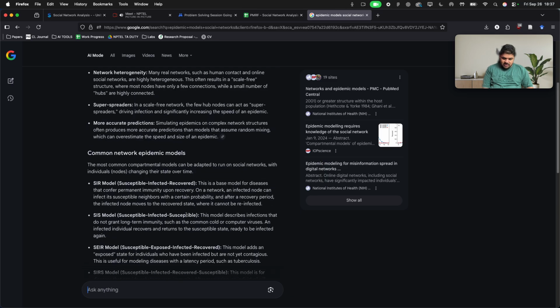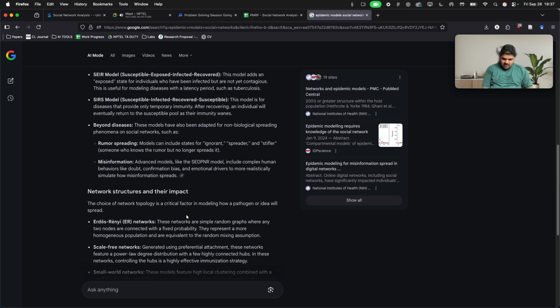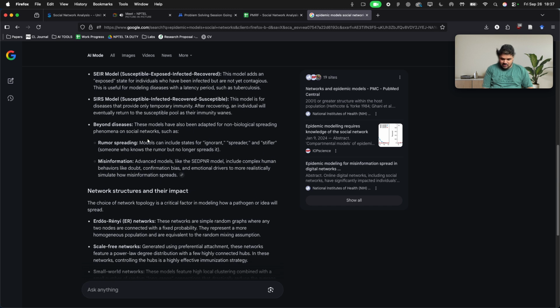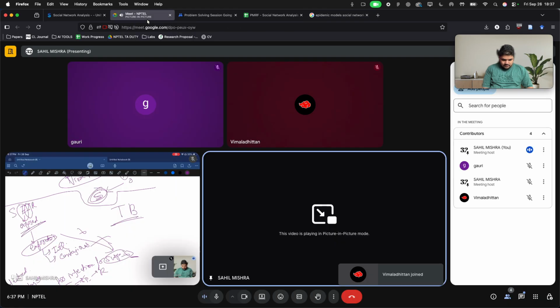These are some of the epidemic models. The other ones are like rumor spreading and all. They are not used for diseases, they are used for rumor modeling. And then there is SADPNR.